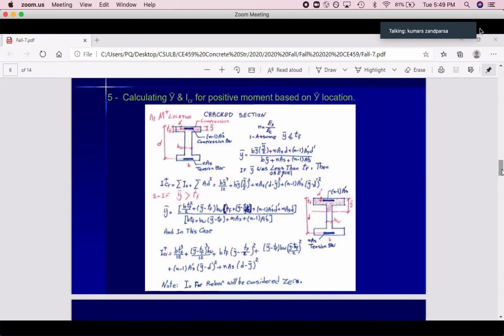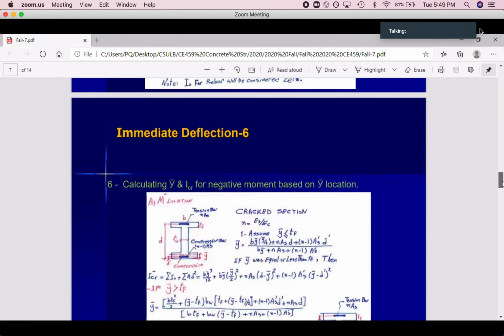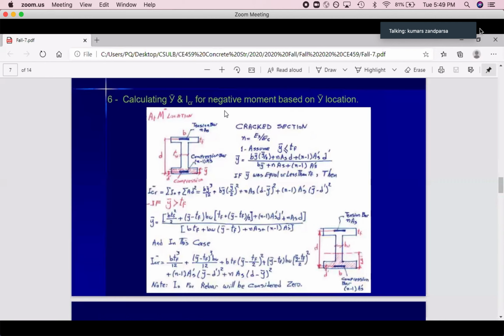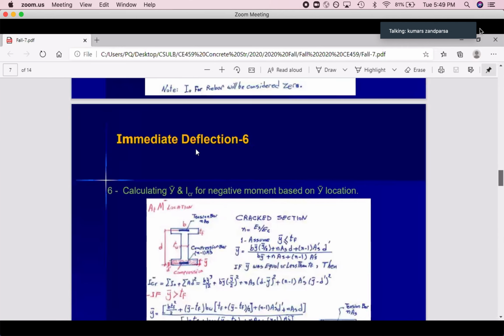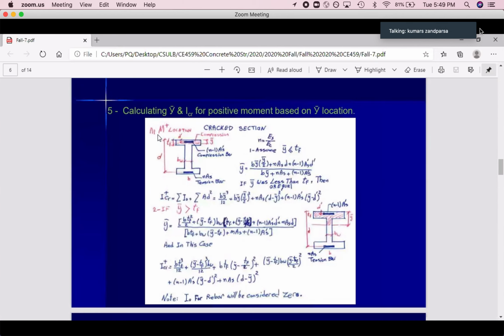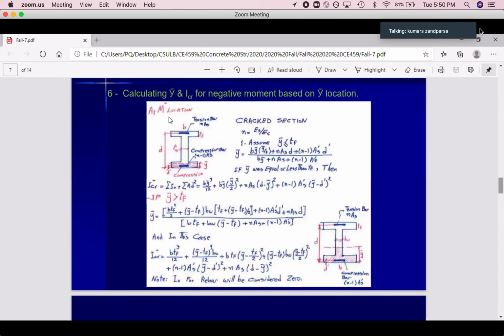Okay, let's go after this part. I crack and Y bar for M negative. Look at this, up to here was for M positive. How can I know that? Because compression in concrete on top means M positive. Compression at the bottom, M negative. Even if I'm not telling you whether it's for negative or positive moment, you should know now. Whenever you have compression at the bottom, it's negative moment. Compression on top, positive moment.